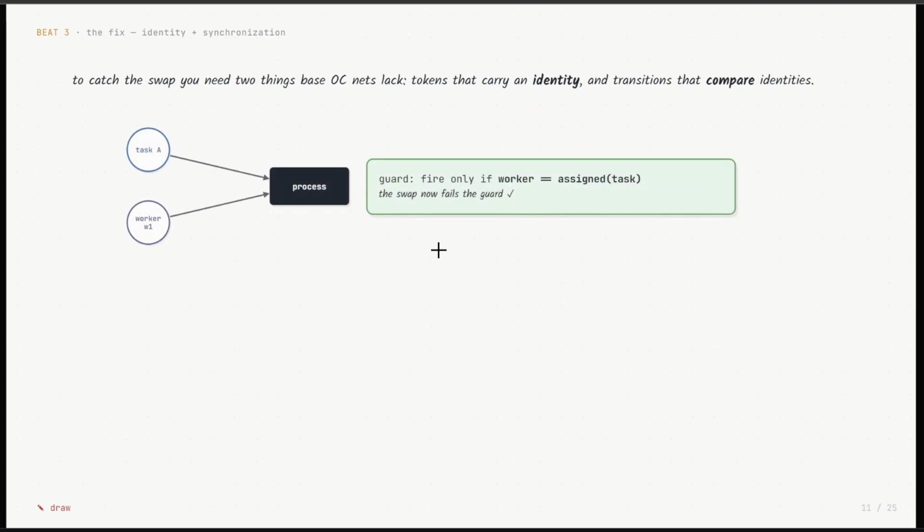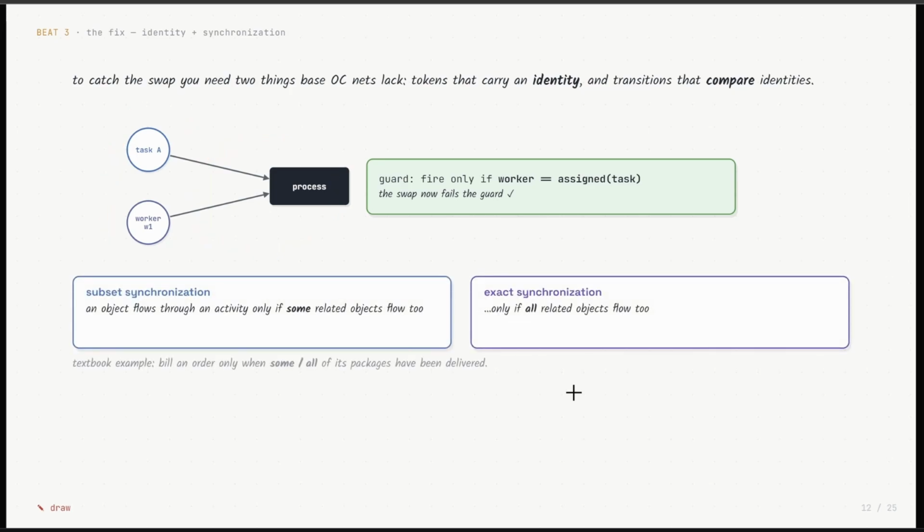So this results in what we call an O, and here task is not just a token, it's task A. We know which task it is, and the process transition can carry a guard. The guard says fire only if the worker equals the worker this task was assigned to. So it will only fire if these two match in the E2O table. The swap now fails.